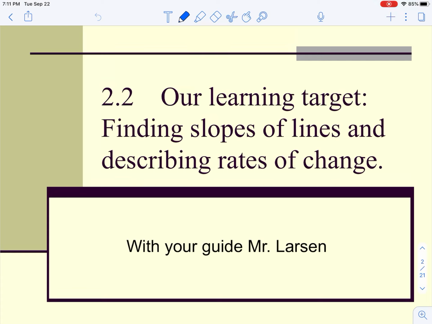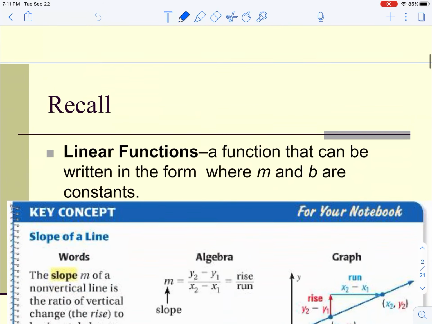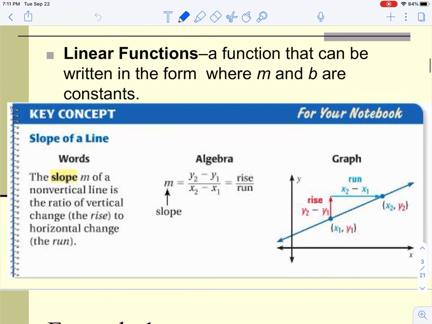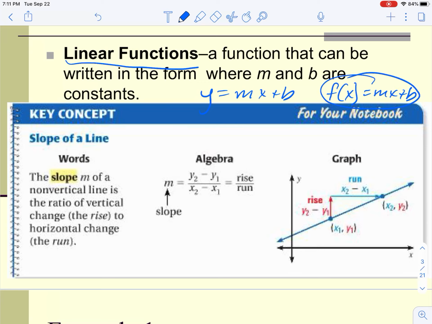This is our learning target for tonight. It's finding slopes of lines and describing rates of change with me as your guide. I just want to recall for you that we have been talking about linear functions, and we started out talking about a linear equation, and then we changed the notation just slightly and said it looks like this now. So here's our function notation for a linear function.